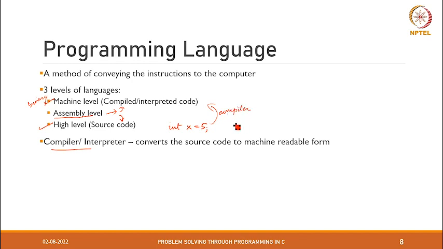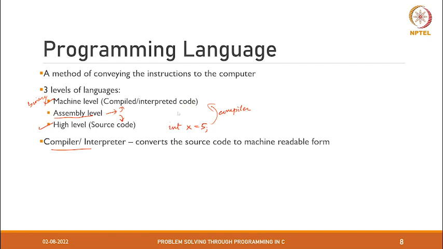Like for C, it is a compiler. For other languages, it might be an interpreter. For example, Python uses an interpreter. C uses a compiler. C++ uses a compiler. So it varies from language to language. So these are the three different levels of language, and we'll be using C, which is a high level language.